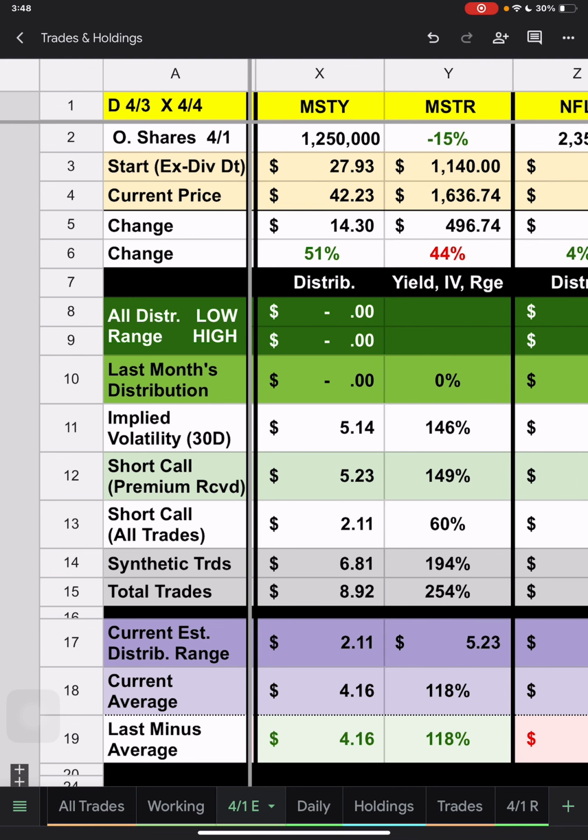Misty's outstanding shares have decreased by 15%. Well, no kidding. I mean, we went from 20 to 43-ish dollars. Of course, now this one hasn't paid out a distribution yet, which I'm sure all of you know already. It's interesting, though, it shows Misty. Of course, we're only at $42 now because it went down today. But Misty is up 51%, while MicroStrategy is only at 44%.